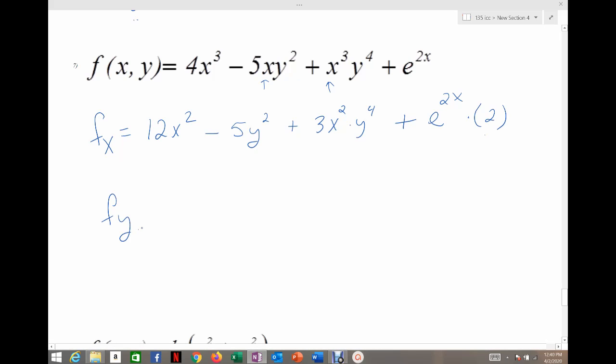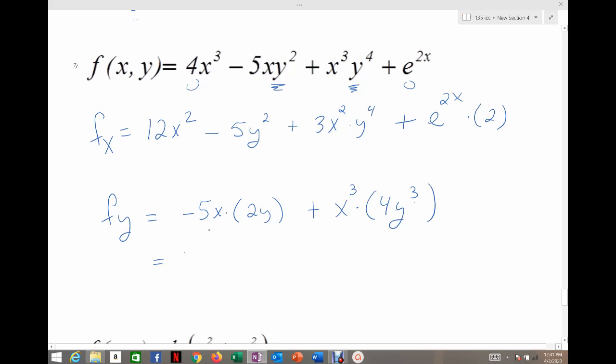Now my derivative with respect to y. As it turns out, the y part is a little easier, because if you look, there are only two y expressions, meaning that one will zero away and that one will zero away. And so I just take the derivative of the negative 5x with respect to y. So the negative 5x comes along. I take the derivative of the y part, so the derivative of y squared is 2y. Plus the second term, the x cubed, comes along. I take the derivative of the y part, which is y to the fourth. So I'm going to get 4y cubed.